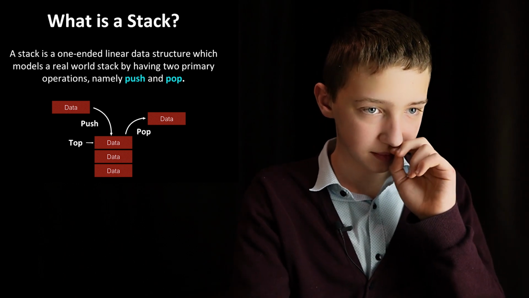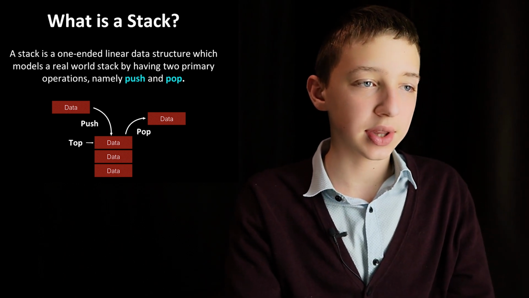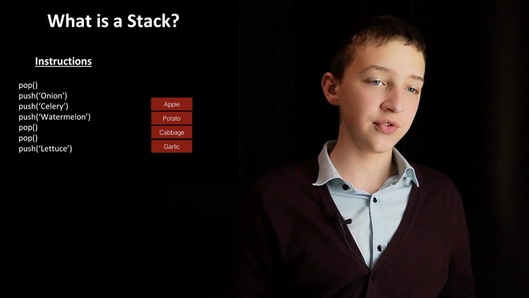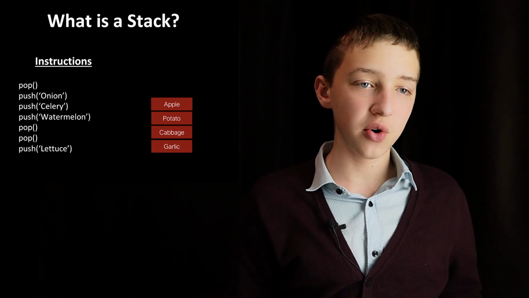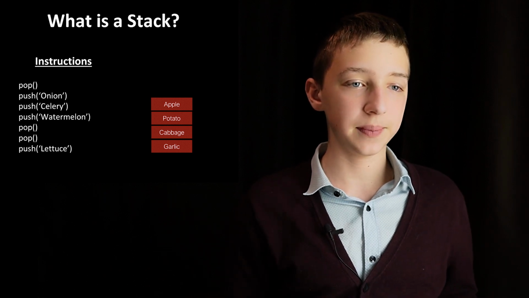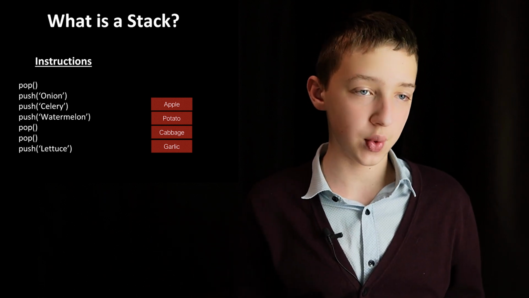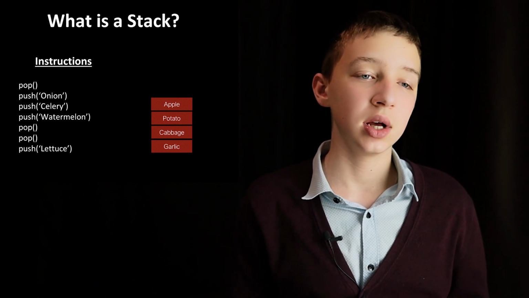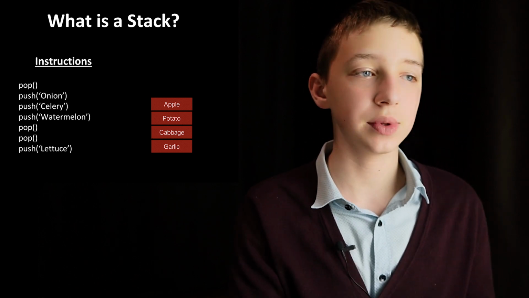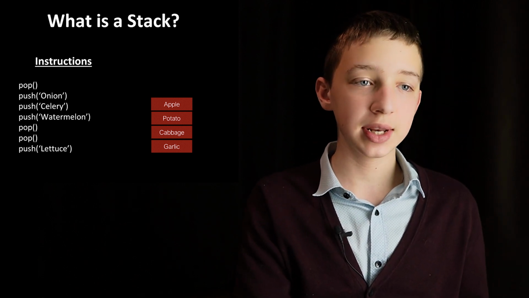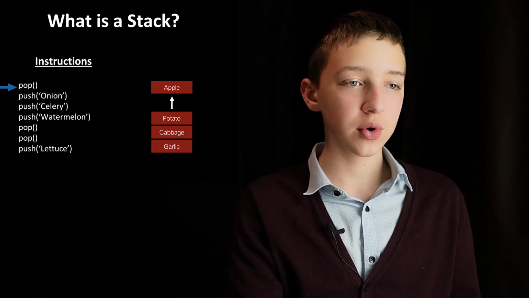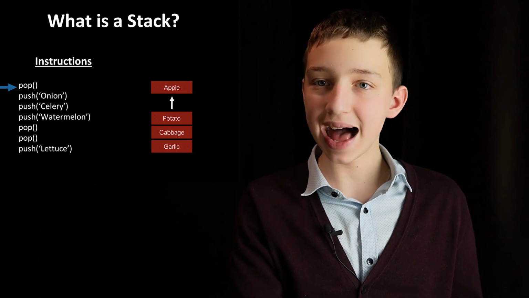Okay, now let's look at this. In this example, we have a list of instructions on the left half that are about to be performed with our stack, and we have our stack on the right hand side. Let's have a walk through and see what happens. The first instruction says pop. So we remove the top element from the stack. In our case, we're popping apple from the stack.